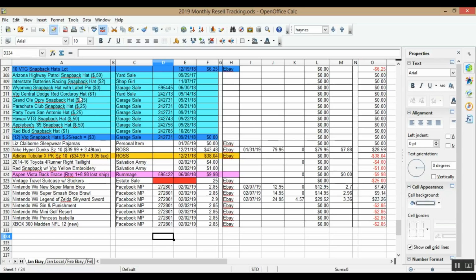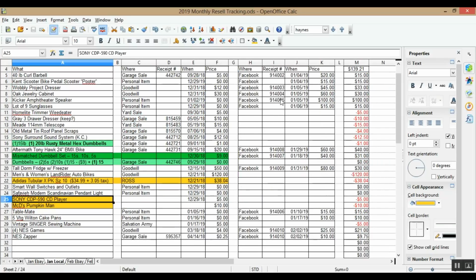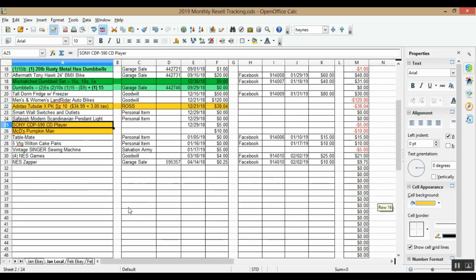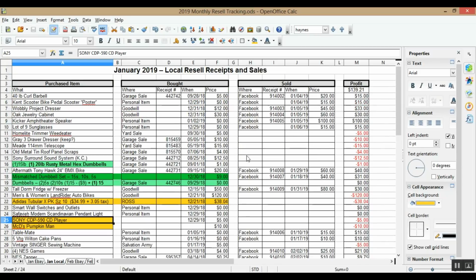Also, this is all eBay items. I keep one separate for local as well, just so I can have everything separated so it's a little easier to look at. Pretty much the same thing. What I bought where here could be different. It could be something I just had in the house, or I got it at a garage sale, or at Ross, or Salvation Army, or I bought it off Facebook Marketplace. When I sell it, you can see most of my stuff sells on Facebook, but sometimes Craigslist or OfferUp or whatever, and I keep receipt numbers and things like that.